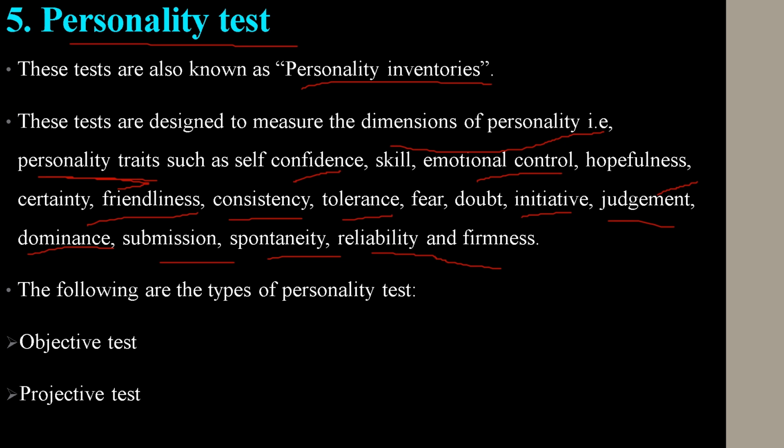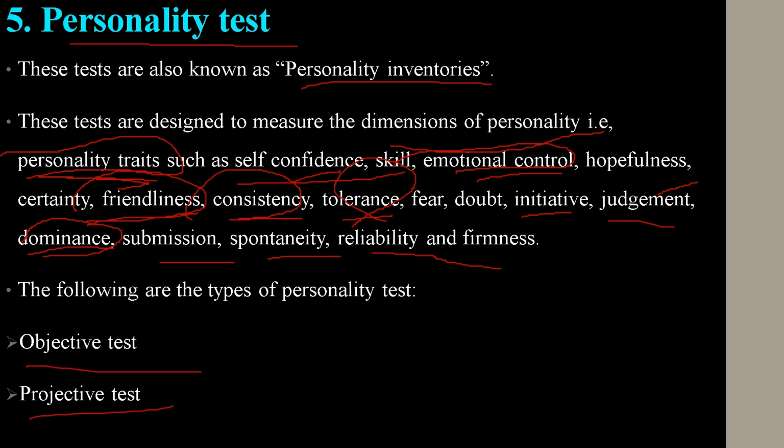So in this test, we get to observe the behavior of the candidate, or we can see the personality traits of the candidate, like whether he is self-confident or not, his skills, how he controls his emotions, his hopefulness, his friendliness, his consistency level, his tolerance level, his fear, his doubt, his initiative, his dominance level, his firmness, reliability, everything we are going to observe. Again, here we have two types. First is objective test and second one is projective test.